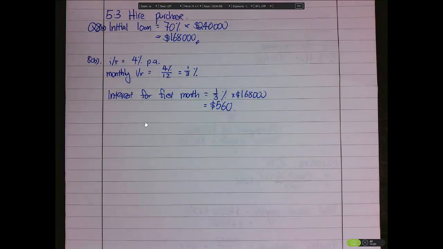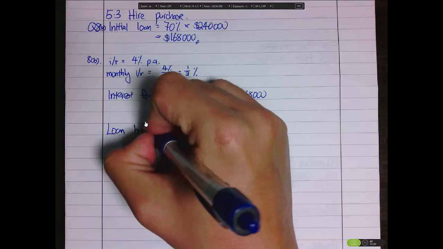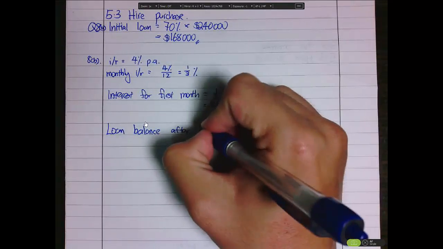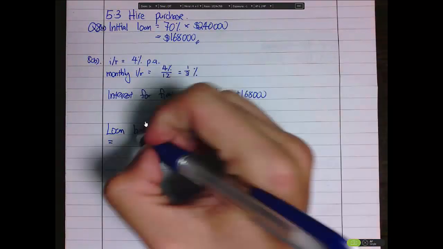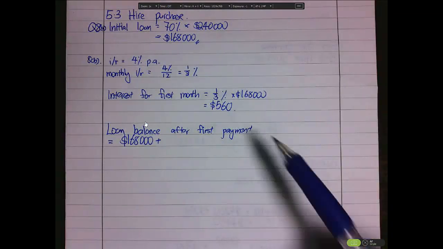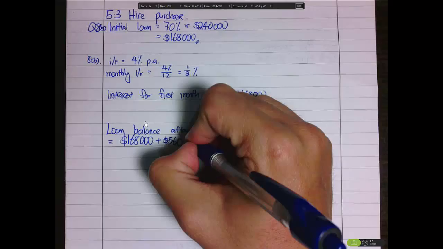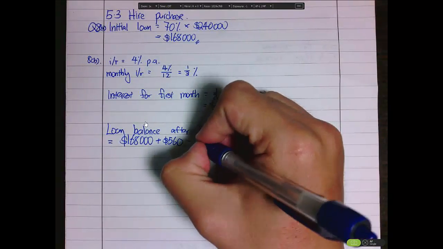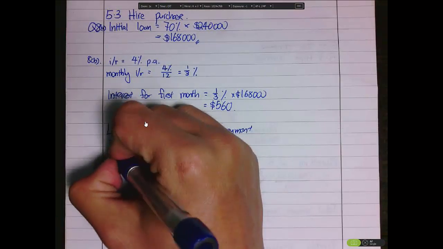First and foremost is the loan balance after the first payment. What happens here is this. First, you still owe $168,000. Now you have to add in the interest from the first month, which is 560. Then you must minus away the first repayment, which is $1,800, because he paid back $1,800. So after the first month, he will still owe a total of this.